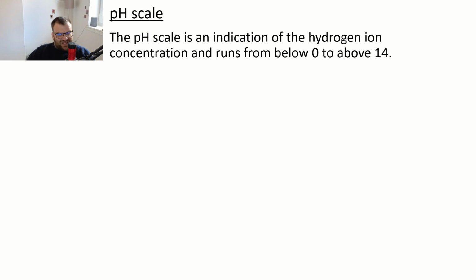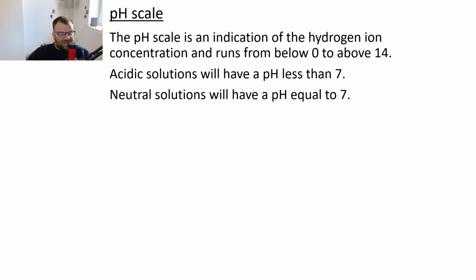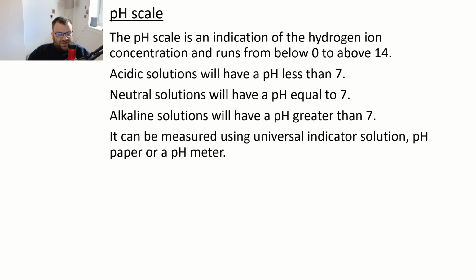This gives an indication of the hydrogen ion concentration that goes from below 0 to above 14. If you have an acidic solution, the pH will be less than 7. If it's neutral, it'll have a pH equal to 7. And if it's alkaline, it'll have a pH greater than 7. You can measure the pH using an indicator solution, pH paper, or a pH meter.